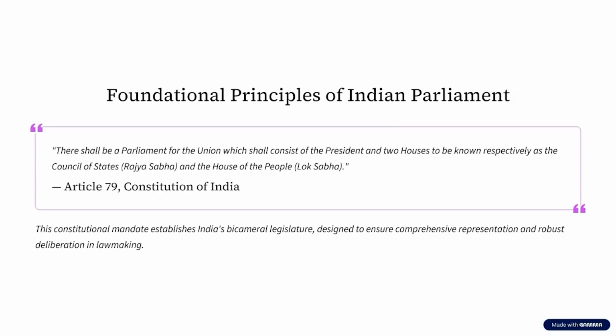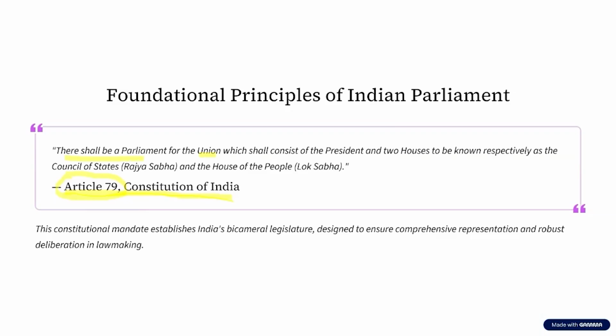So in this class, we will take forward this topic of Indian Parliament. Now, before we do that, what is important for us is to remember Article 79 of the Constitution of India that we have discussed already. What is this Article 79 that we discussed in our previous video? This Article 79 states that there shall be a parliament for the union.